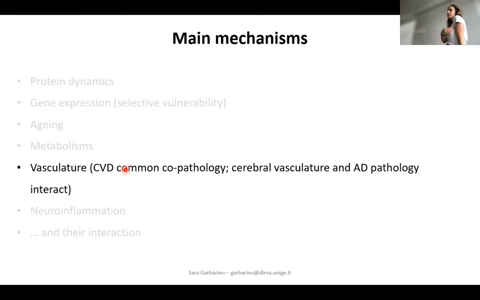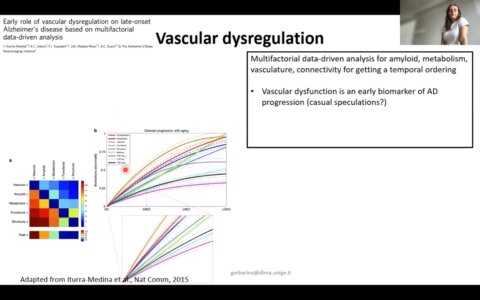Okay, then we have vasculature. So we know that cerebrovascular disease is a common co-pathology in Alzheimer's disease, which can lead to increased cognitive decline and to a lower threshold for developing dementia. We will come to this later, but there is not much around about mechanistic modeling of co-pathologies. However, there is accumulating evidence that cerebral vasculature and Alzheimer's disease neuropathology interact in multiple ways during the progression of AD. And one interesting paper that investigated this interaction was proposed by Iturria-Medina and colleagues in 2015, I think.